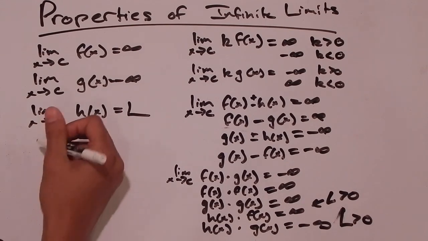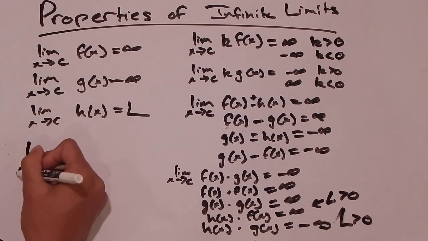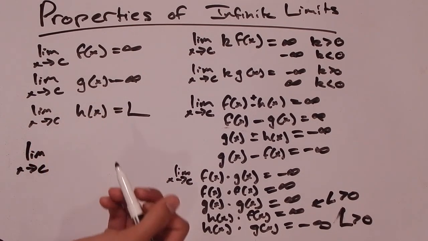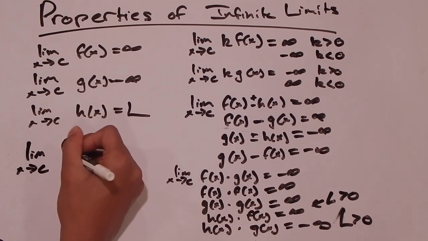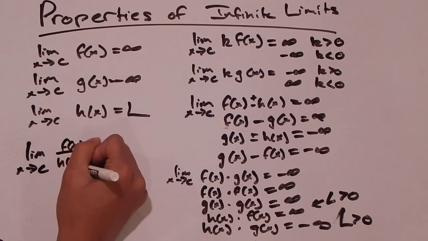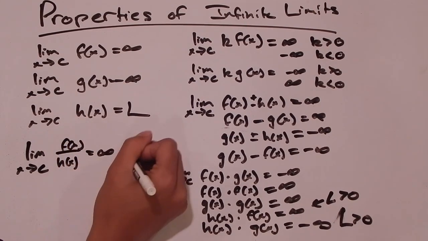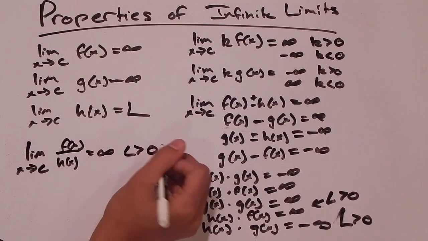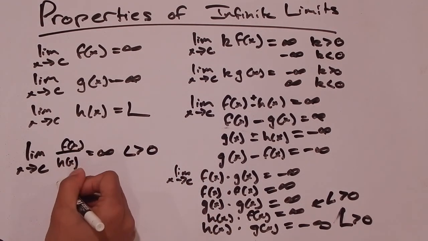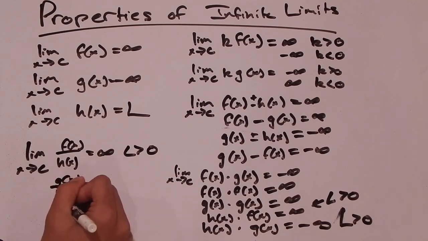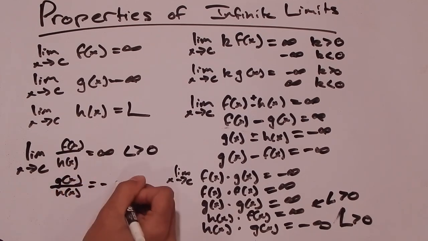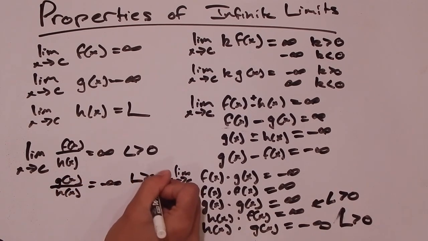So there's another set of properties that have to do with that quotient rule that are also pretty intuitive. If I have something like f of x over h of x, this will be infinity, provided that L is greater than 0. If L is less than 0, it will be negative infinity. And similarly, g of x over h of x will be negative infinity, provided that L is greater than 0.